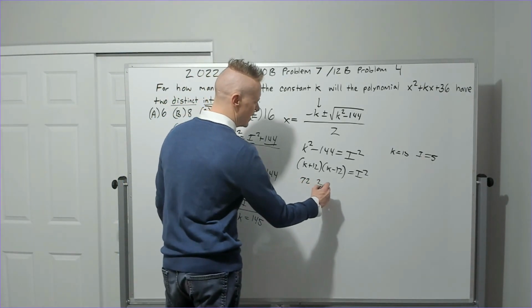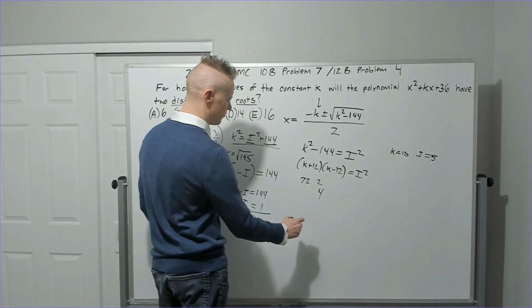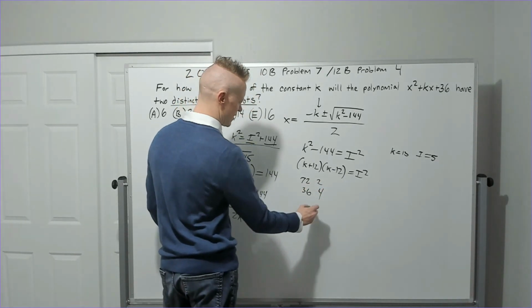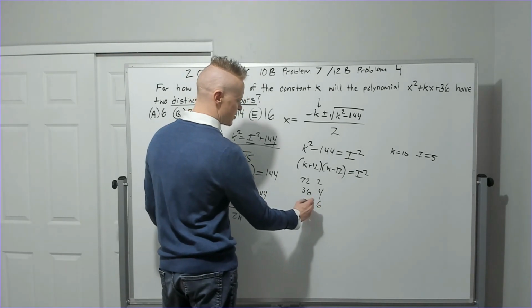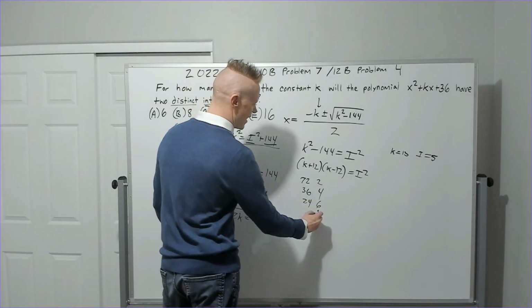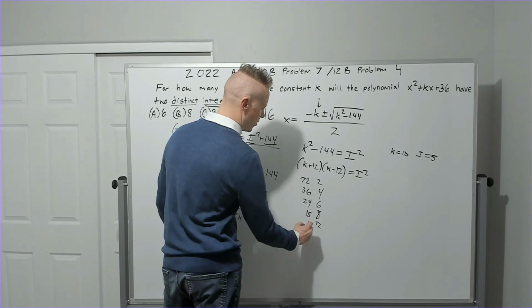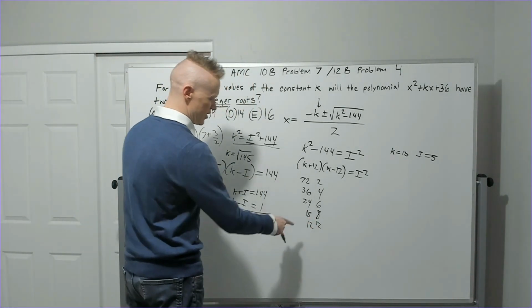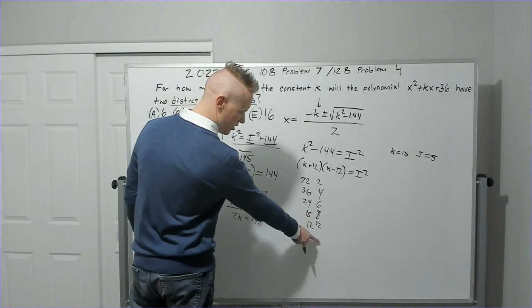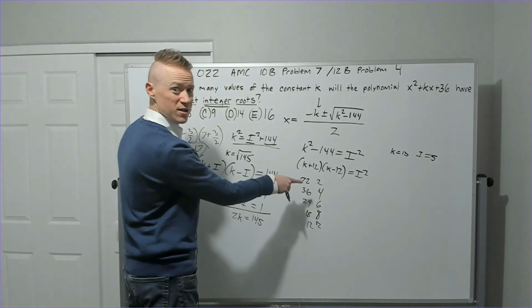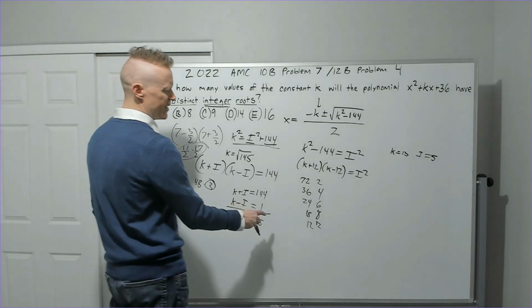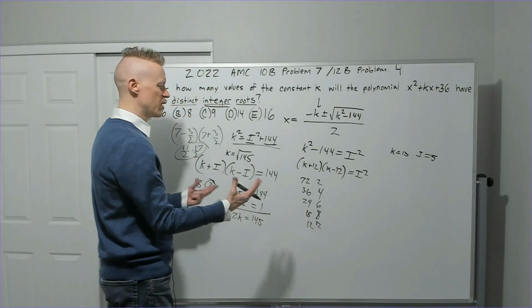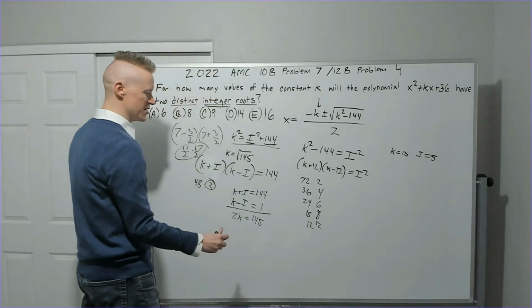Let's try them out. 72 and 2 go up to 4. 4 times 36 go up to 6. 6 times 24 go up to 8. 8 times 18 and 12 times 12. Okay, so let's try this out. As this number gets larger, you're just going to find these ones over here. So we don't need to look for any others. 10 doesn't go in. We're satisfied. This is all the cases to try.